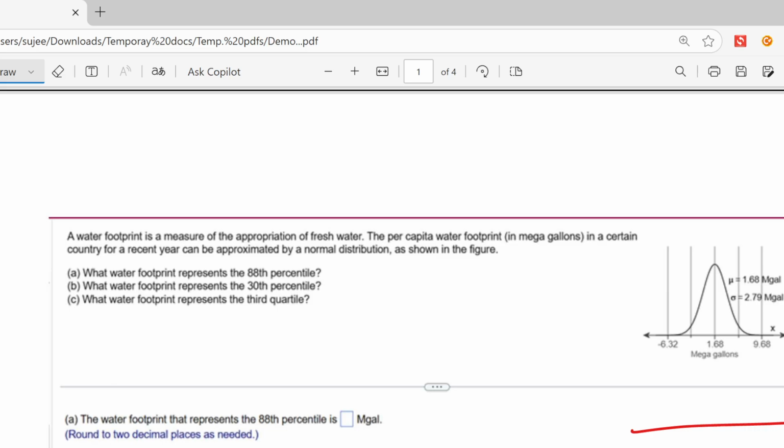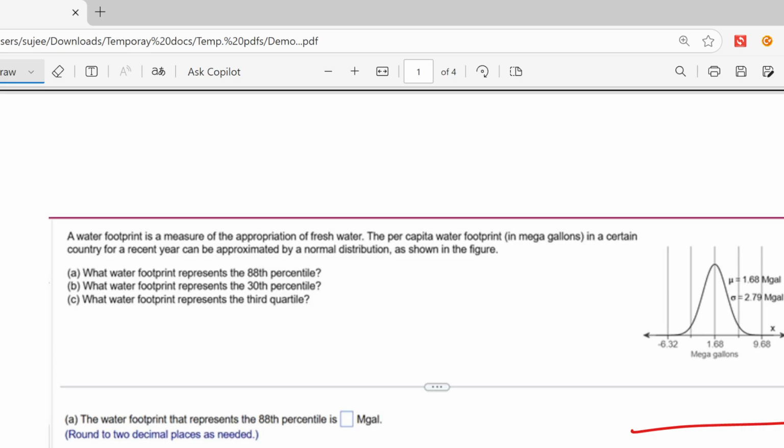Here mu is given equal to 1.68, which denotes the average amount of water, and sigma equal to 2.79 megagallon, which denotes the standard deviation in the amount of water. So on the basis of the given information, we have to solve the three questions given.